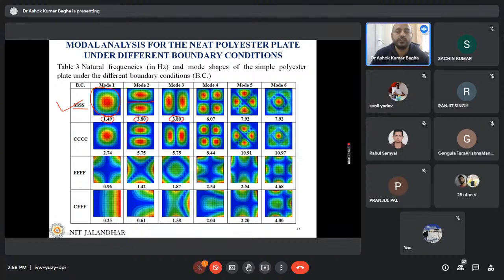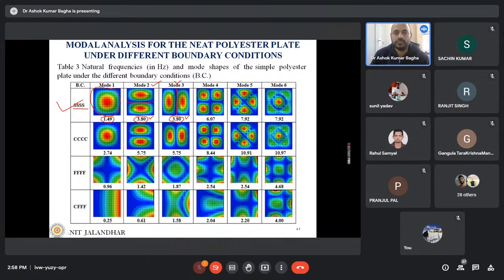Here there is a misconception. You will see that these two frequencies are the same, 3.80 and 3.80, but the mode shape is different. It is a square plate, so you can pick either this or this, both are the same. Again, you are getting a nodal line at the center.